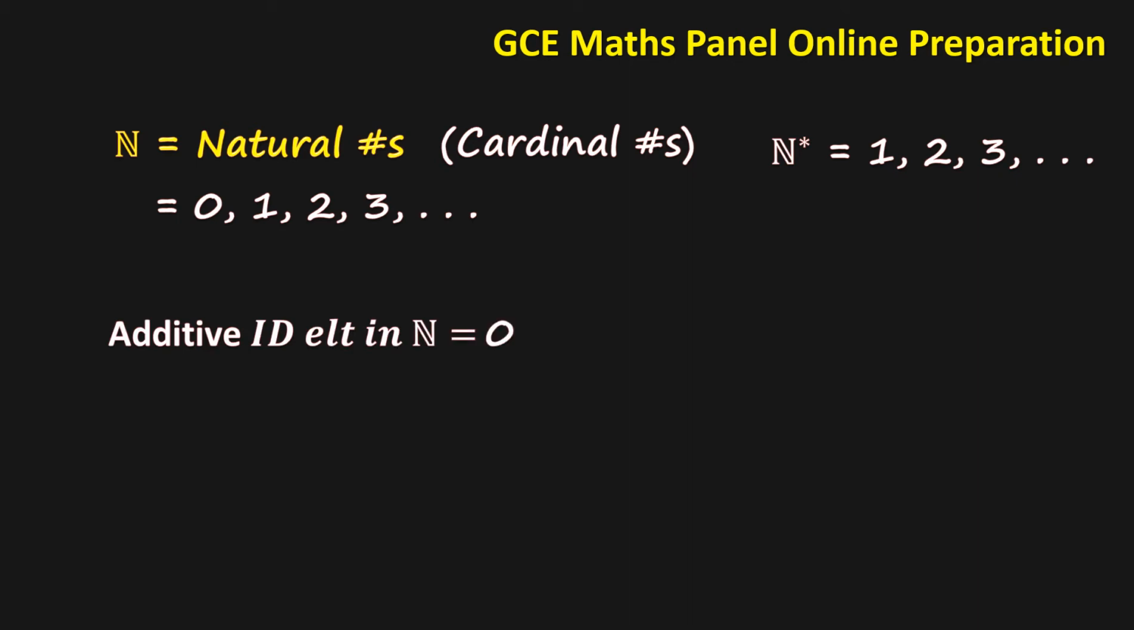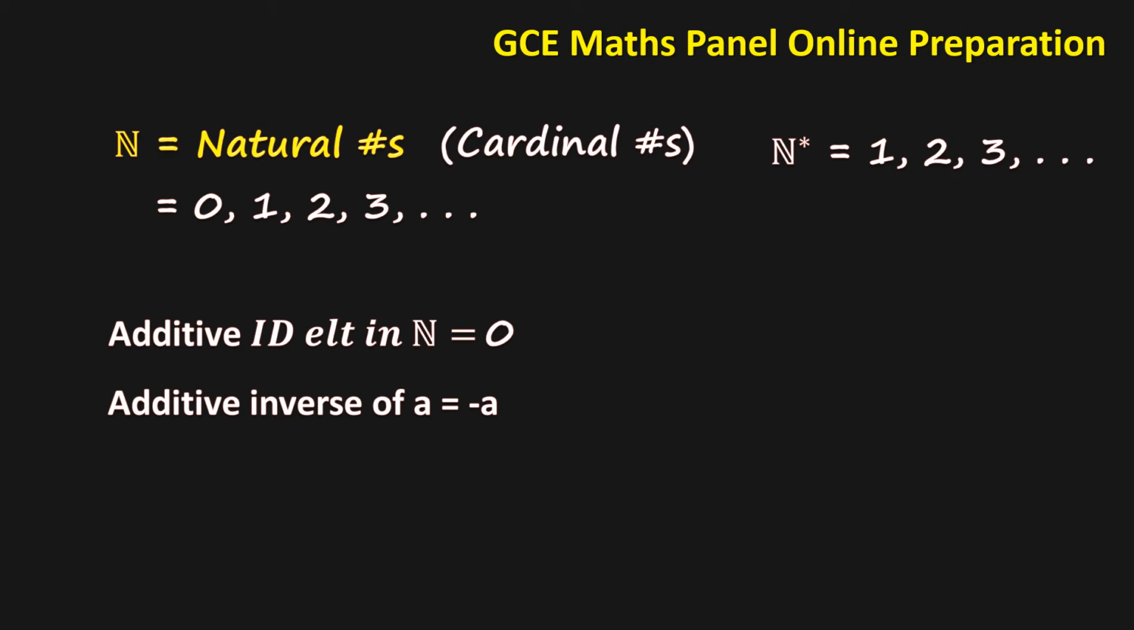In the world of natural numbers, there are two types of identity elements. We have the additive identity element, which is 0, and the multiplicative identity element, which is 1. Let's start with the additive identity element, 0. The additive identity element is that number that when you add to any number, the number remains the same or unchanged, and that number is 0.